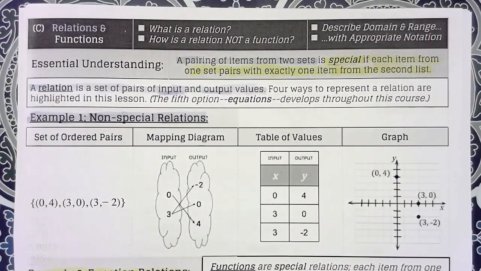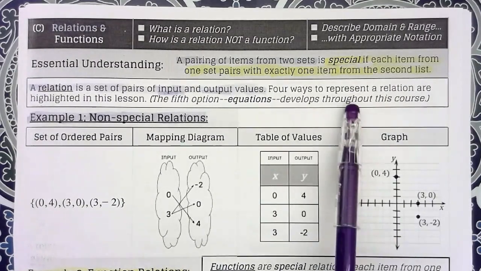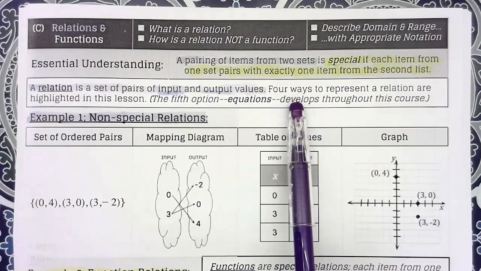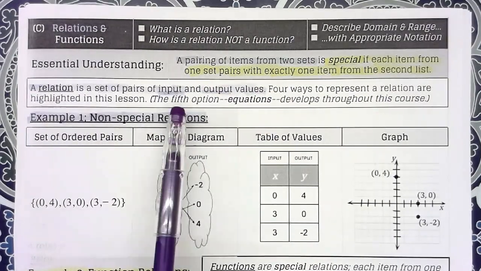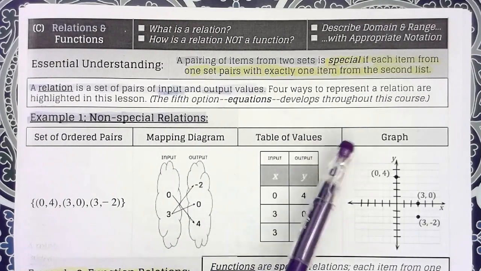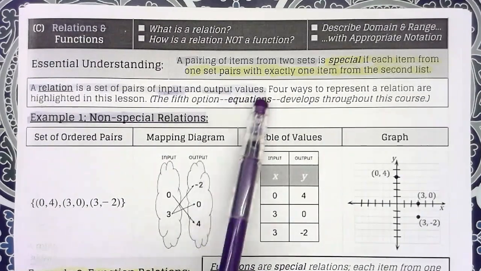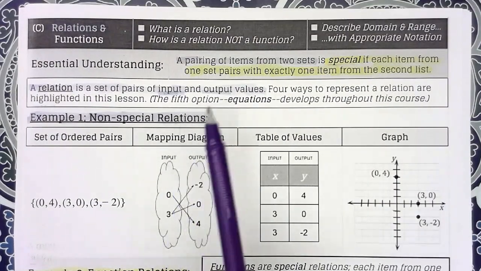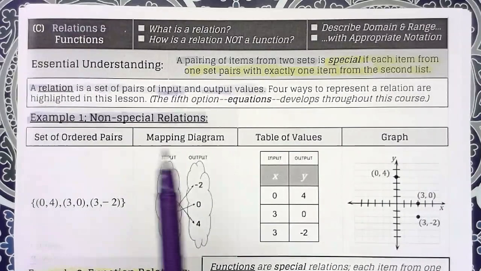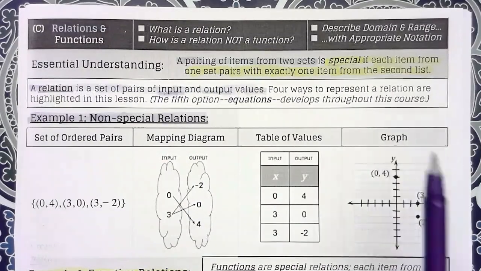From here, we see that there are 4 ways to represent a relation mentioned. But I know in class we did talk about there being 5 ways. So right now, 4 ways to represent a relation are highlighted in this lesson, so I'm going to focus on 4 of those 5. The 5th option, equations, develops throughout the course. It is going to be the hardest one for you to wrap your heads around in the beginning, because we don't know a lot about their graphs yet. But the other 4, set of ordered pairs, mapping diagram, table of values, and graph, we're just going to review right now.